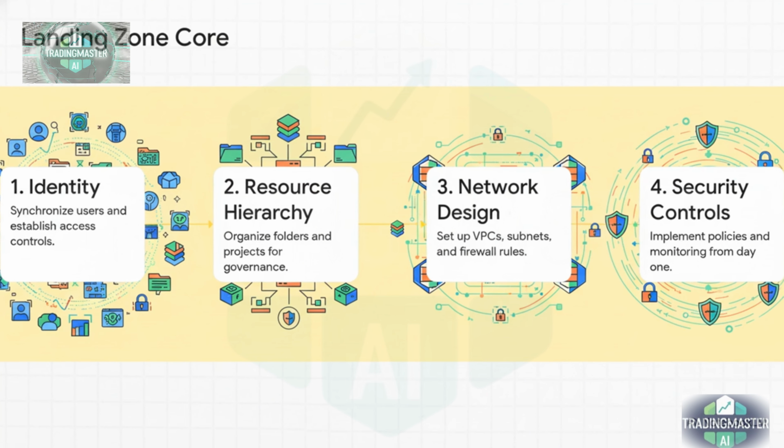A really solid landing zone is built on 4 core automation steps. First, you handle identity. You've got to control who has access. Then, you set up the resource hierarchy for good governance. Next up is your network design. And finally, you embed those security controls from the very start. It's a sequential, totally automated process.